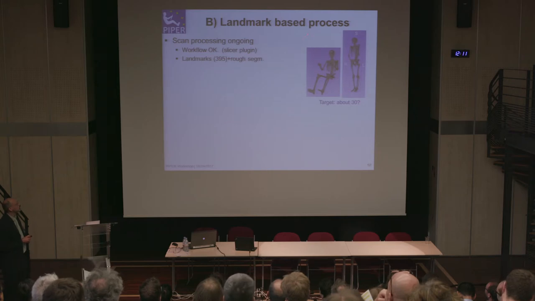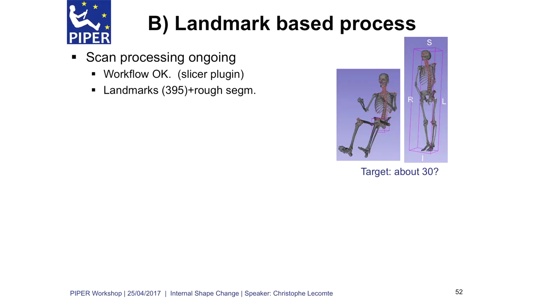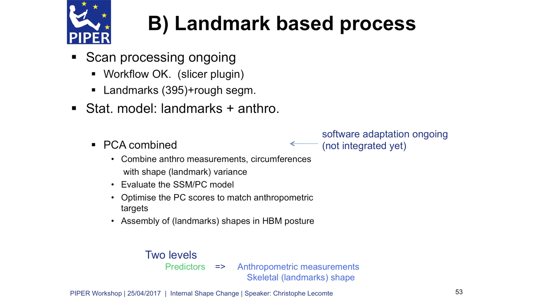The landmark approach will also be delivered, and it is based on landmarks. We use some tools developed within Slicer to accelerate the process. About 400 landmarks are measured manually on the CT scans, and a rough segmentation of the skeleton will also be made available. Then we use the tools that we already developed for the SSM, or different statistical tools, and we adapt them to do a PCA based on the landmarks, but also on anthropometric dimensions of the CT scan of the subjects that have been scanned.